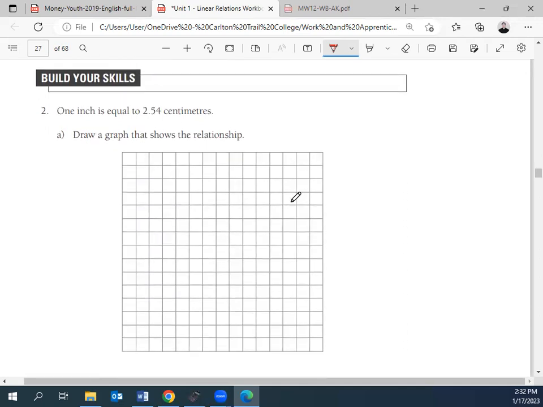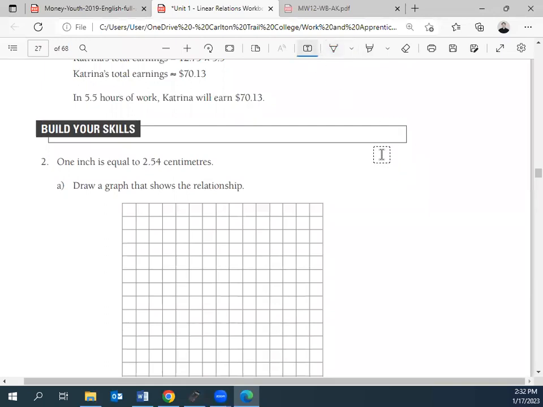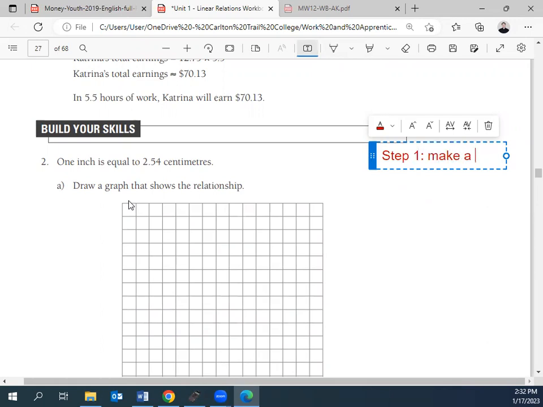And so what you're going to do is, I'm up here, I'm just going to write my steps for it. Your first step, if you're ever unsure what to do, so right now it just says, here's something, graph it. Okay, well, how do I do that? Your first step is you're going to make a T-chart.